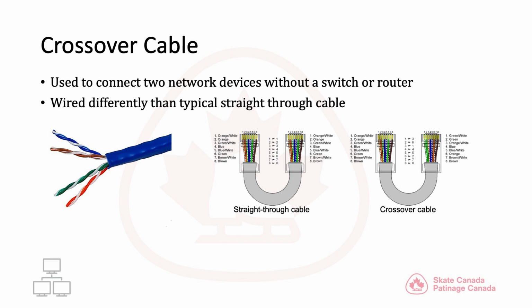However, when two devices are directly connected to each other, they both sometimes require a different wiring configuration. This is where a crossover cable comes in. A crossover cable has one end wired for the transmit signal and the other end wired for the receive signal. So this allows the transmit signal from one device to be connected directly to the receive signal of the other device and vice versa, enabling the two devices to communicate with each other.